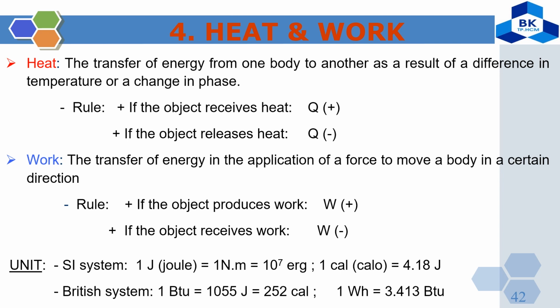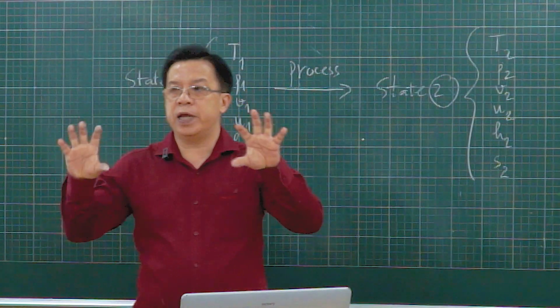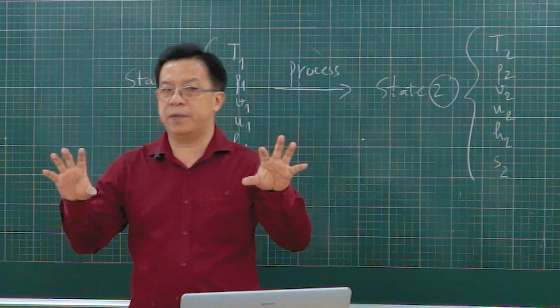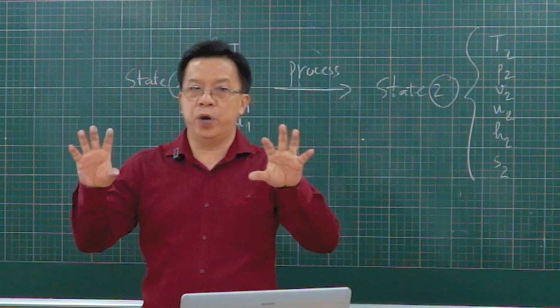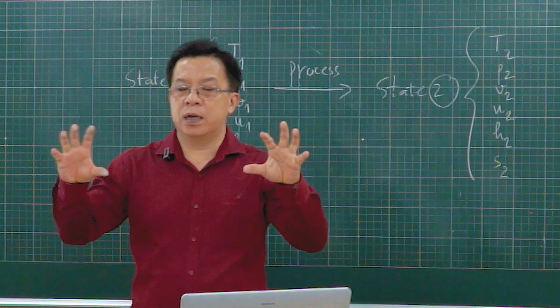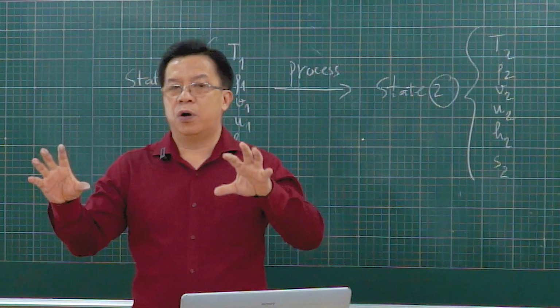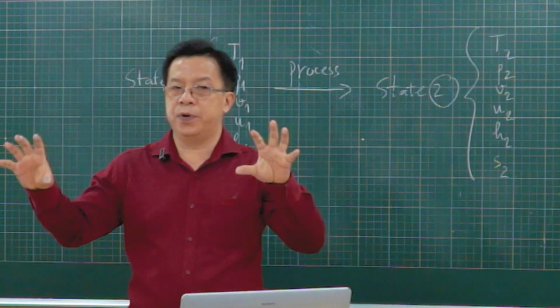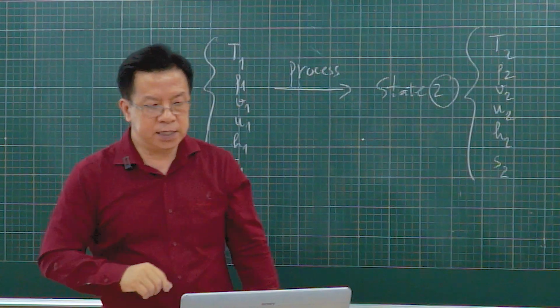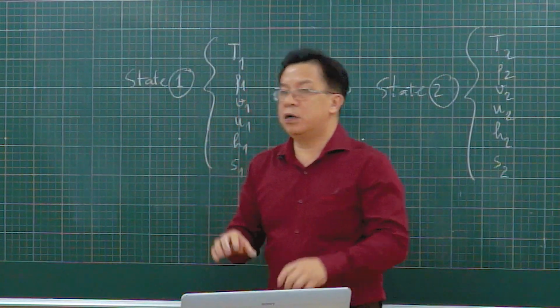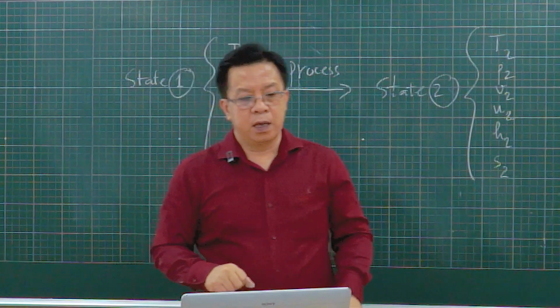All right, that is about the property, the state, the process, and the cycle. We go to the next concept, which we call heat and work. As you know, heat and work are two very important objects of thermodynamics. In thermodynamics, we work on systems to find out what heat and work are produced or received by the system. So heat and work are very important.